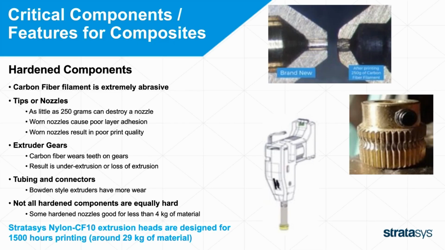The Stratasys Nylon CF10 extrusion head, which you see on the right, which includes the nozzle, includes the extruder gears, and it's just a drop-in replacement. They're designed for 1,500 hours of printing. And what that means is, under typical use and typical parts, that's about 29 kilograms of material. Depending on what you print, it could be a little bit more or a little bit less. But 29 kilograms of material is a significant amount of material for a single print head. And that's because we design with very hard materials, and it works very well.